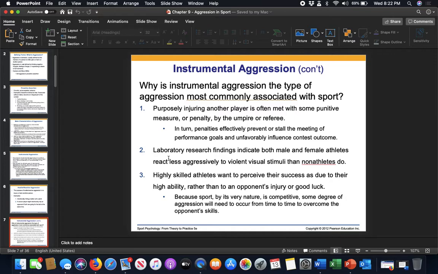Highly skilled athletes want to perceive their success as due to their ability, not because of injury or good luck. That goes back to that internal, external factoring that we talked about last week. Although the video got screwy a little bit, that was on your test. The internal versus the external factors of ability, task, environment, or luck. So those are things that come into play there. But that's really what it comes down to. You don't need to worry. It's not because someone got hurt. It's not like, oh, the best player got hurt, that's why we won. No, we want to say that we outskilled them.